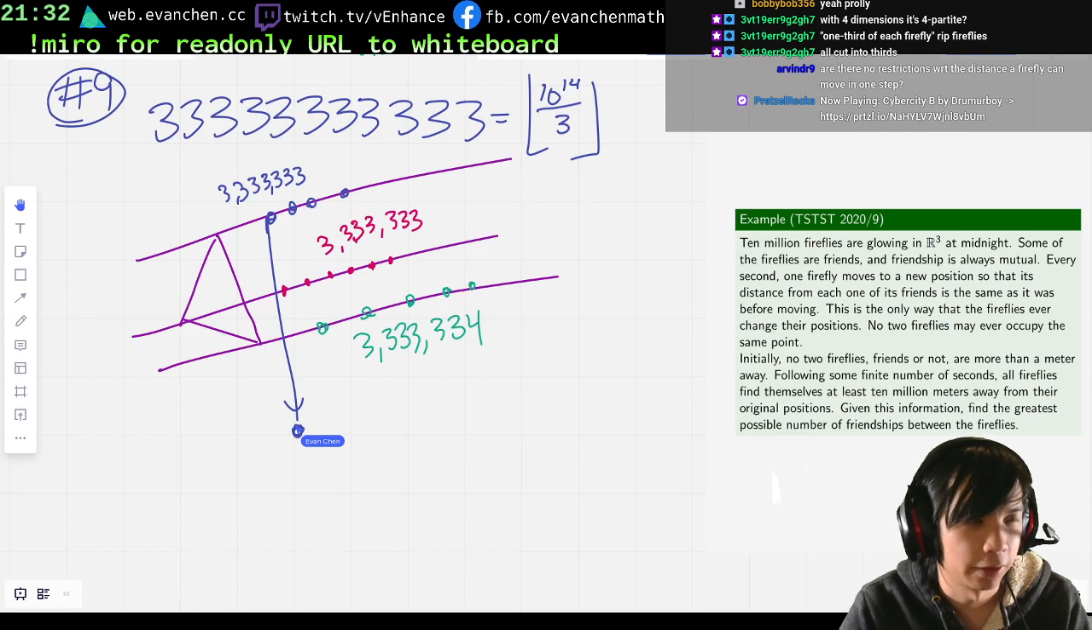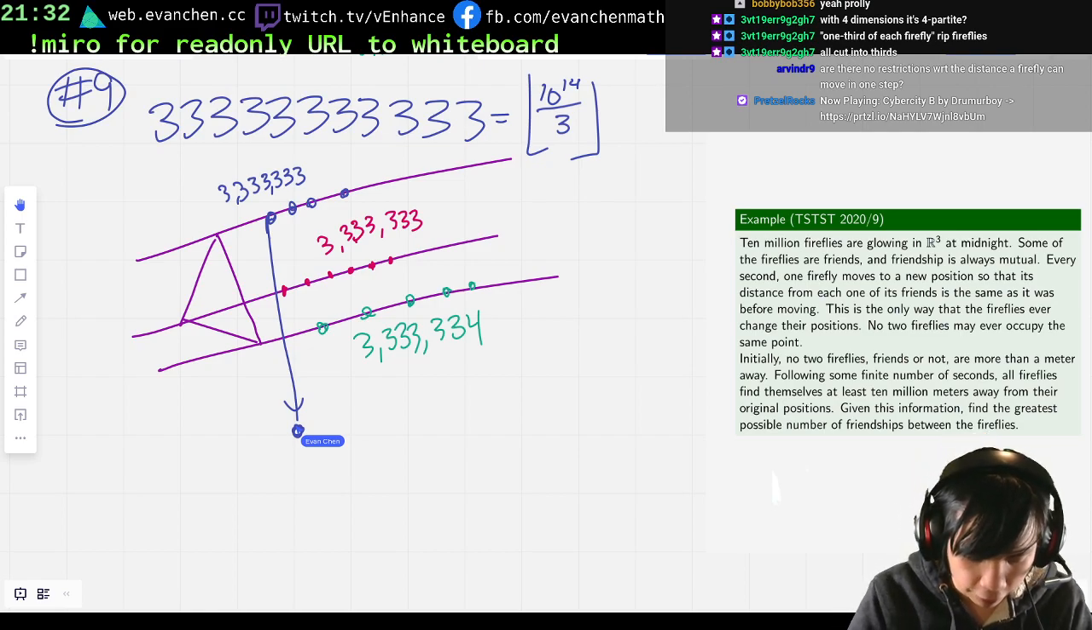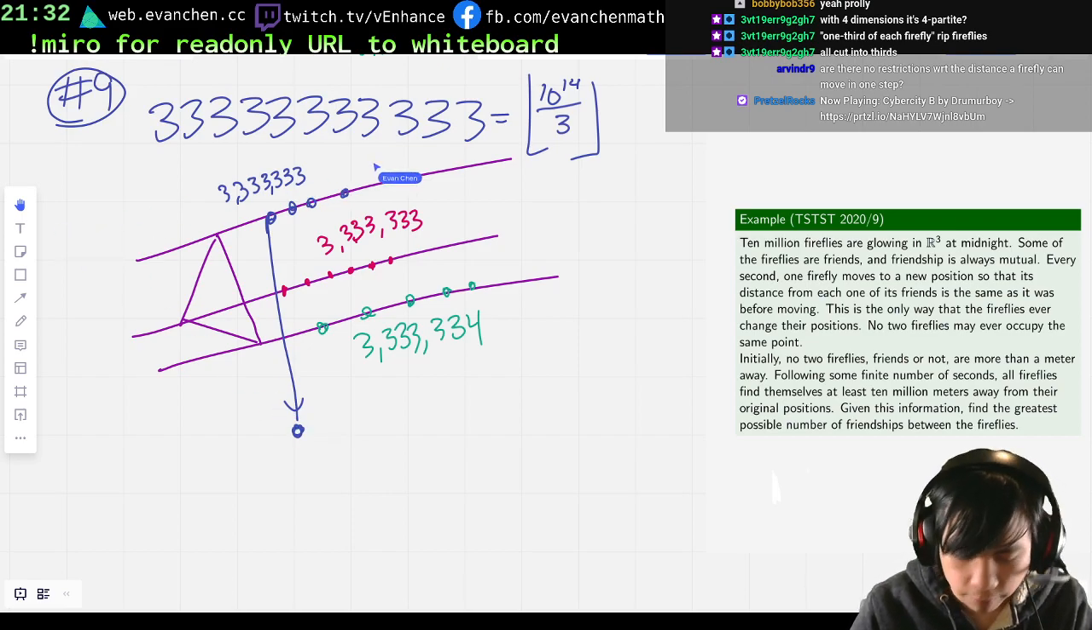Okay, so that's the construction. And you can check that when you do this, the number of friendships you get is actually given by the formula I claimed it was.